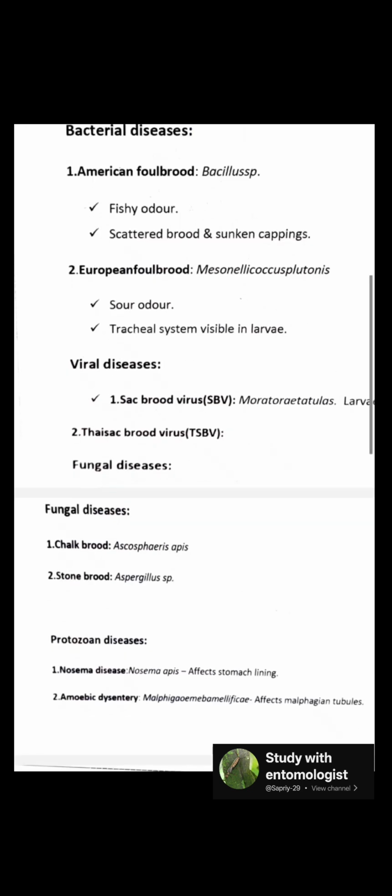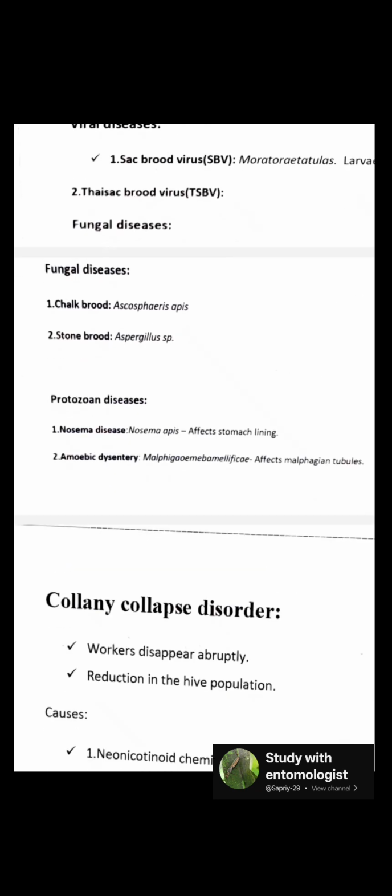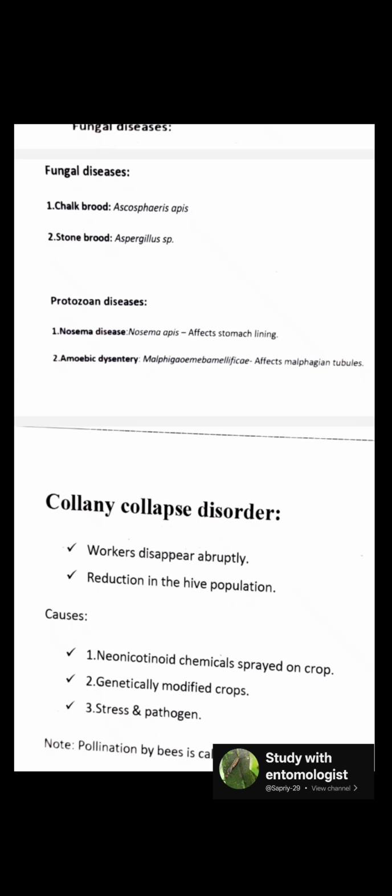Now the third important is viral disease. Sacbrood disease is a viral disease and it is caused by the Morator virus. Next is Thai sacbrood virus, again a viral disease. Now fungal diseases, there are two types: chalkbrood or stonebrood. Chalkbrood, C for chalk and A for Ascosphaera apis, and the stonebrood from Aspergillus. Next is protozoan disease, Nosema disease. Nosema apis affects the stomach lining, and amoebic dysentery is caused by Malpighamoeba mellificae. So it affects the Malpighian tubules of the honeybee. In that manner it causes dysentery.